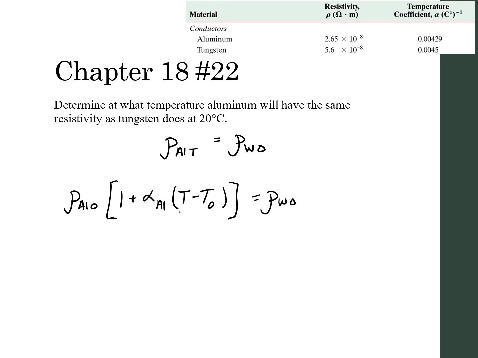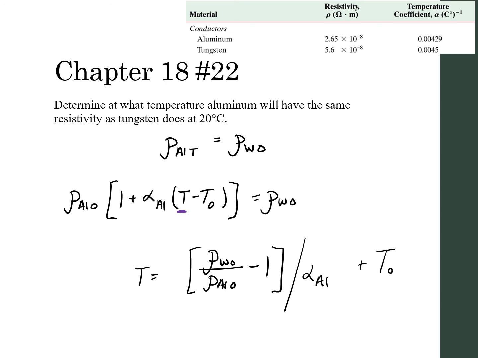So I need to rearrange my equation to solve for the temperature. Going ahead and doing that, I'm going to have tungsten's resistivity divided by the resistivity of aluminum, both at 20 degrees Celsius, minus 1. That quantity gets divided by the temperature coefficient of aluminum, plus T0, which is our reference temperature, which in this case is 20 degrees Celsius.